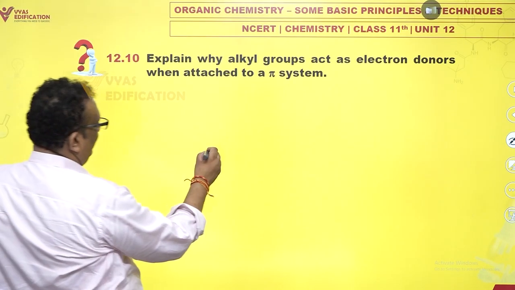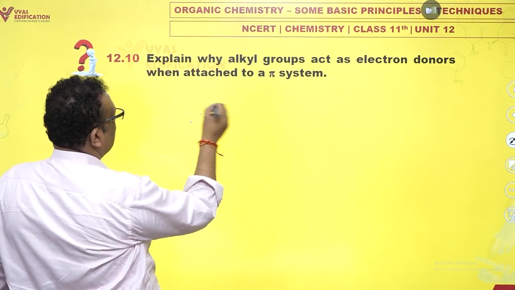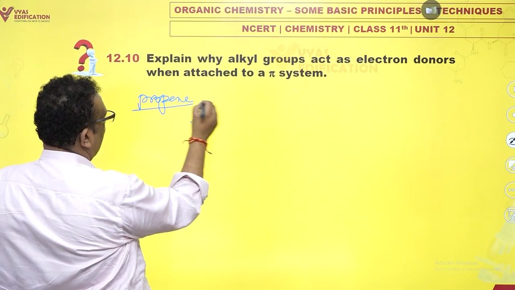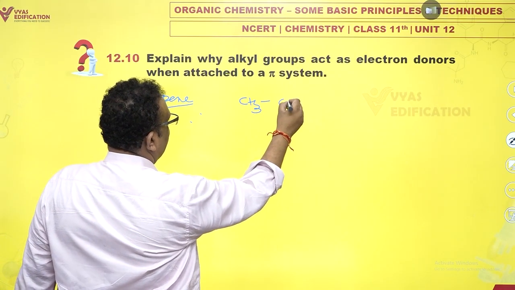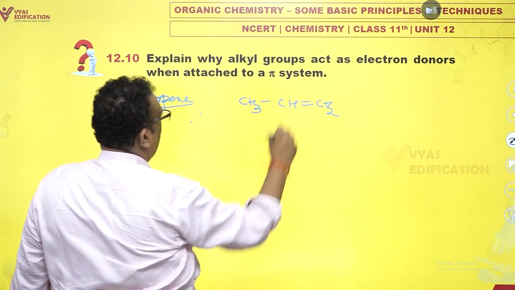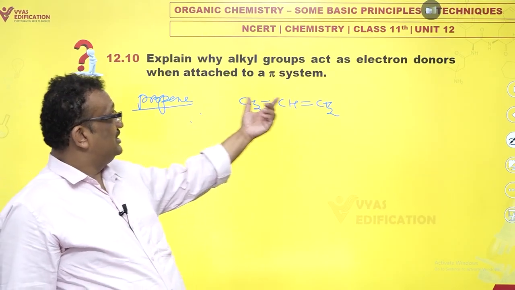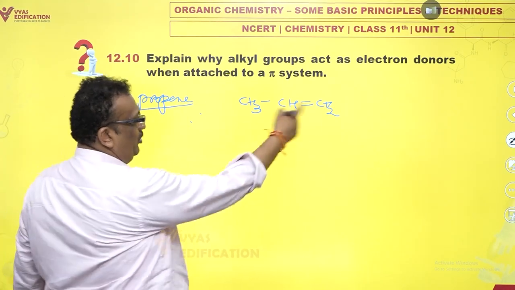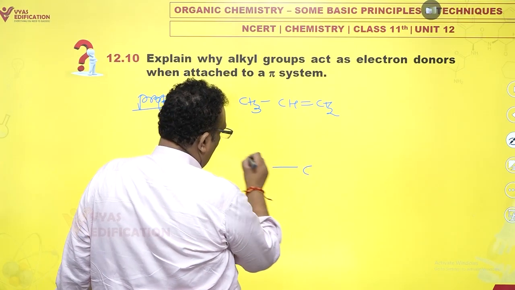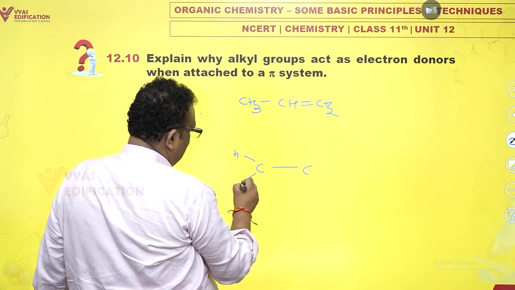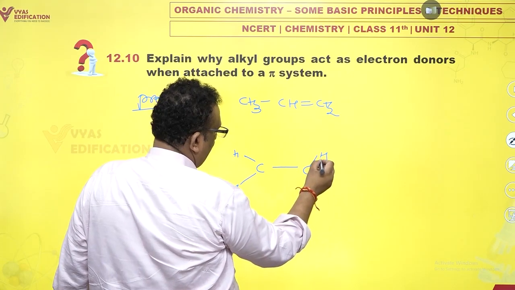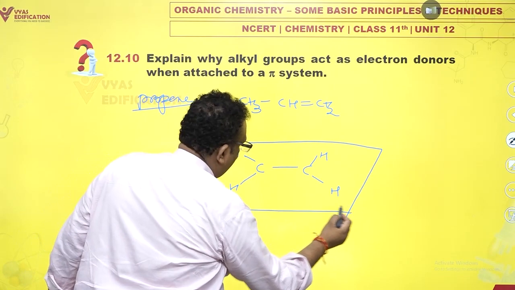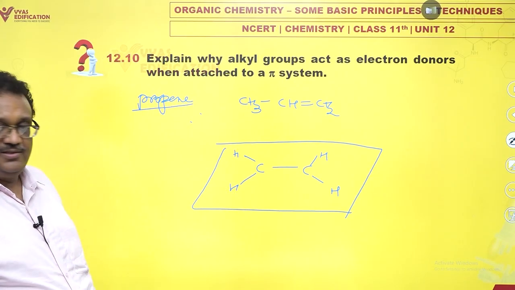See, if you have a C double bond C system, for example, let us consider propene. The simplest example is propene, CH3, CH double bond CH2. Now, I have a methyl group which is attached to a pi system. Is that fine? Now, can I draw ethene first? If you just care to draw the structure of ethene, I'm just trying to draw this in a plane, that's it.